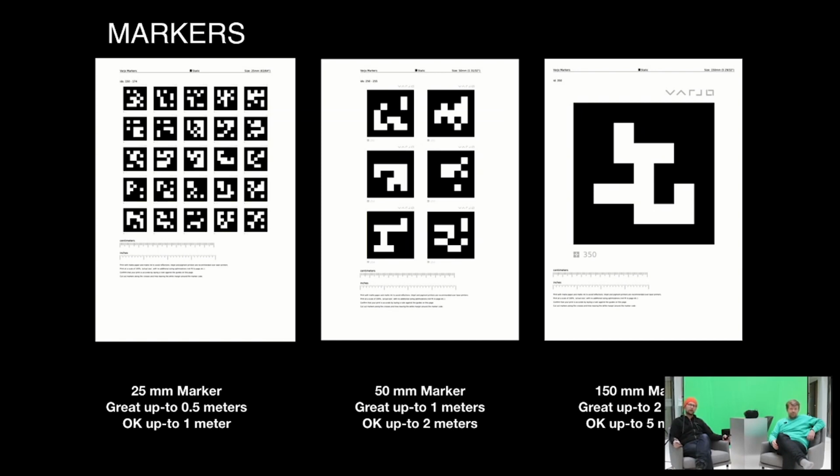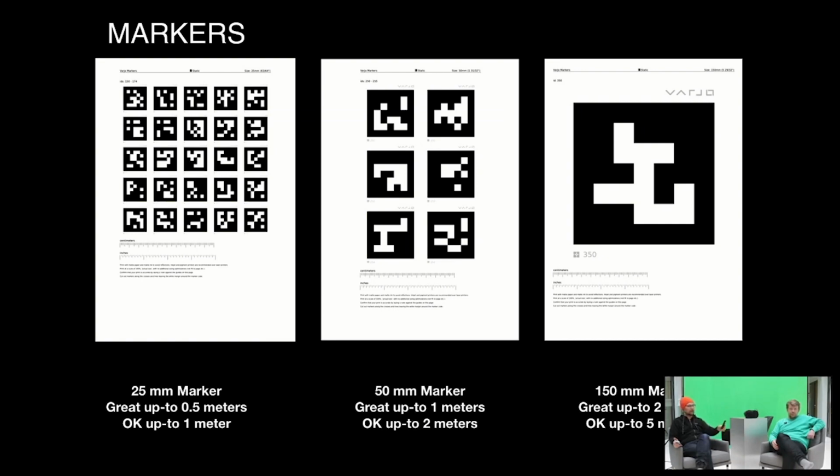So the first one is a 25 millimeter marker. The active area is actually 1 inch on each side. And it's usable for roughly half a meter. So if you have something in your hand, you can track that one with the smallest markers.